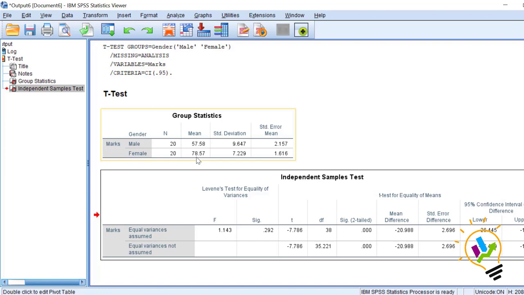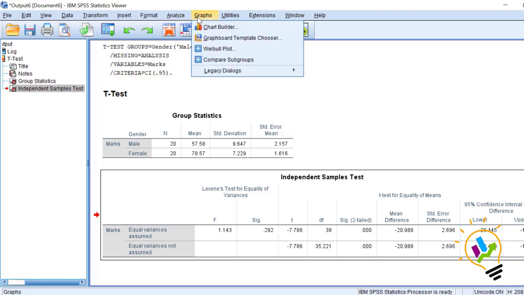Many people will stop research here, but we need to find what is the effect size, that is what is the difference between the two groups. To understand this better, we must draw one diagram, a histogram for male group and female group, and compare and see what is the difference between this male and female group.